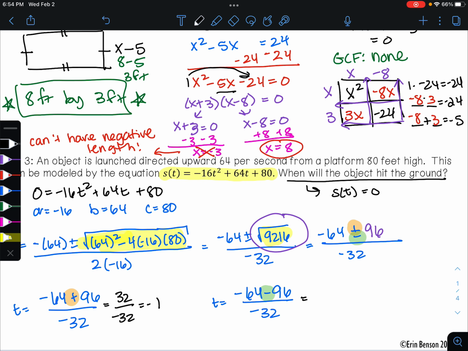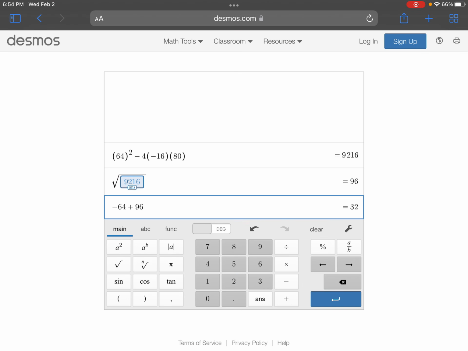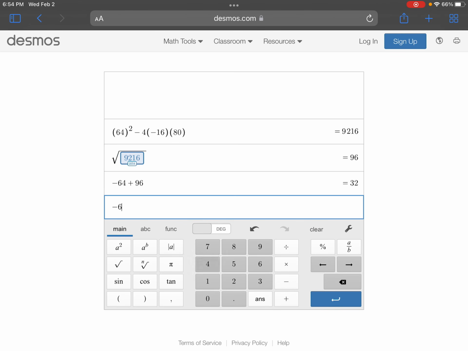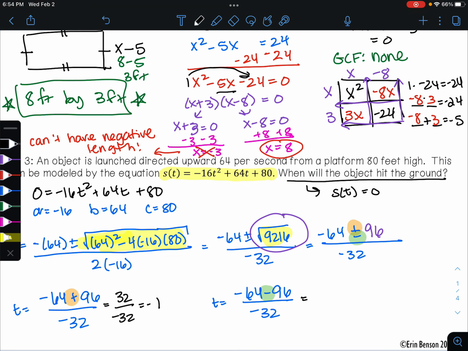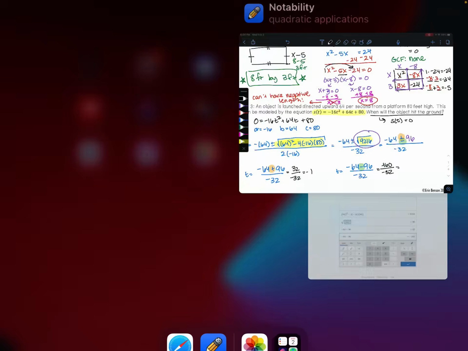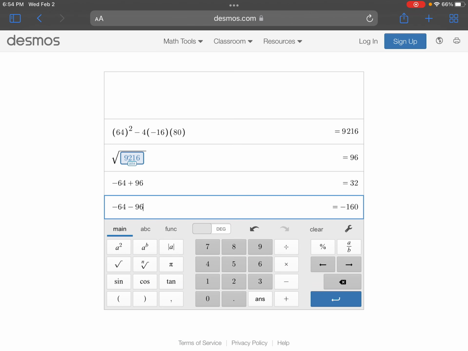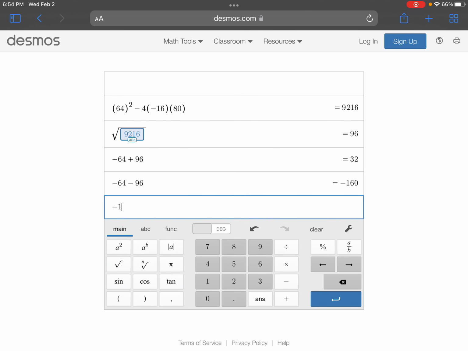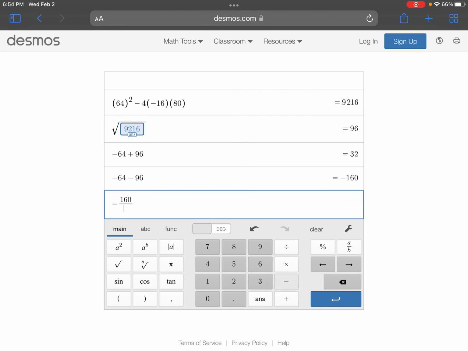On this one, negative 64 minus 96 is negative 160. Divided by negative 32 is 5.